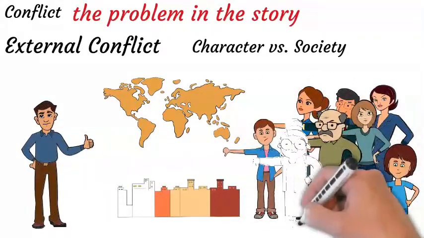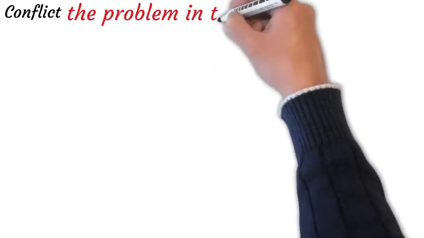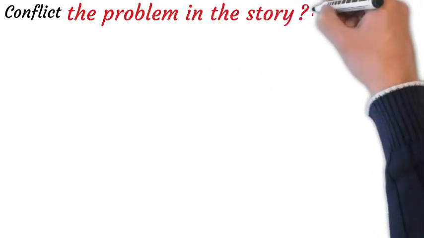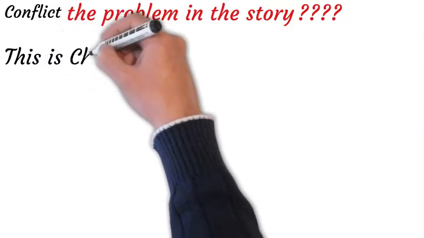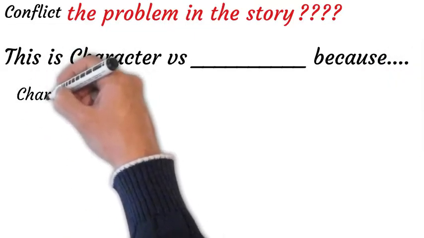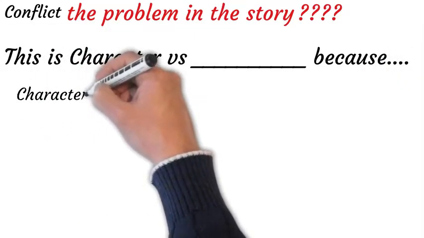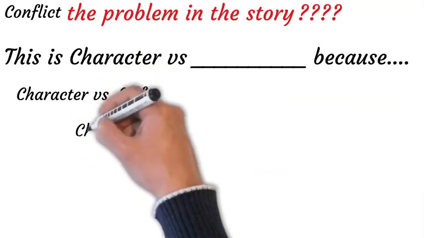So for your chart, you're going to ask, what type of conflict is in this scene? What is the problem in this story? I even gave you a sentence stem. The sentence stem is, this is character versus blank because, and you will decide, is this character versus self? Does Percy have to make a decision? Is this character versus character? Is Percy having to fight someone or having a verbal argument with someone?